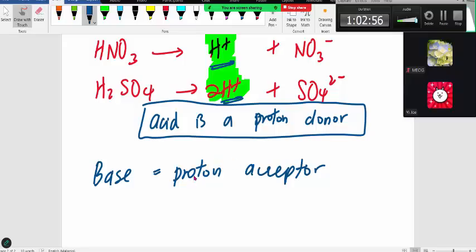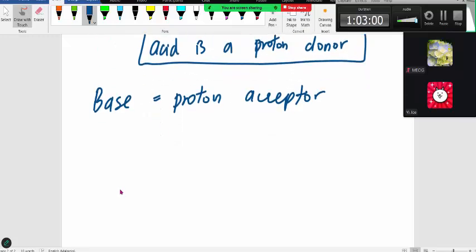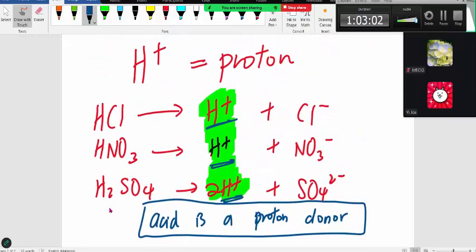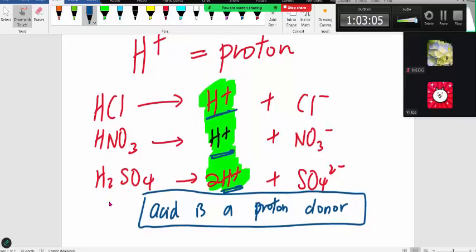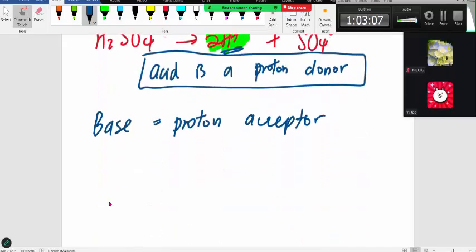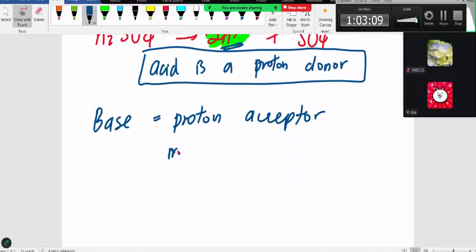How do I know something is a base? Acid easy. Acid got hydrogen. If you give out the hydrogen, it's a proton donor. But how do I know something is a base? So all metal oxides and metal hydroxide.